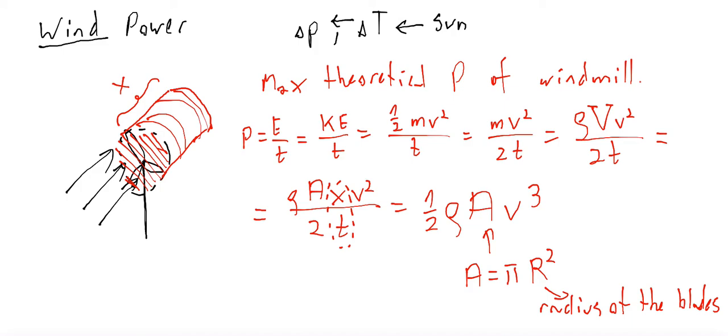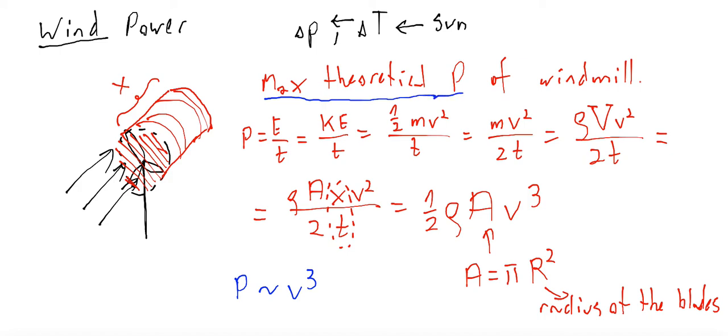Okay? So what is important here? Important is that power of the windmill is proportional to third power of speed. So if speed of the wind increases by a factor of 2, then power increases by a factor of 2 to the power 3, so by a factor of 8.